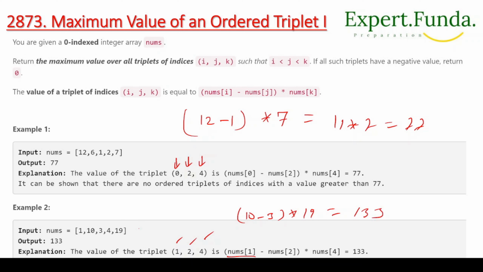So this type of value we have to calculate, and we have to give the answer. That means we try to find the first, nums at 0, should be max.